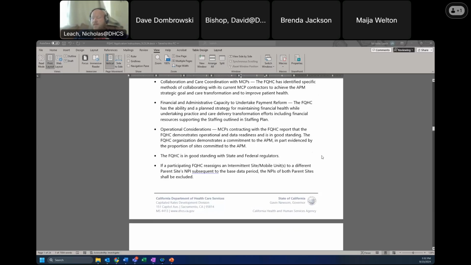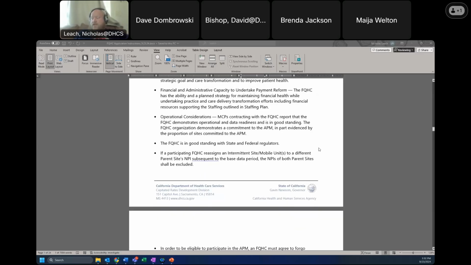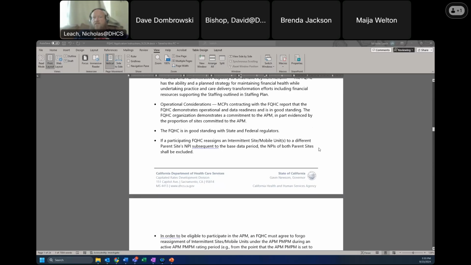and commitment to the APM, that you're in good standing with state and federal regulators. And if the FQHC reassigns an intermittent site to a different parent site, MPI subsequent to the base period, the MPI of both parents shall be excluded. So that's talking about if you're moving your sites around and we don't know or can't identify, then we cannot have a solid base for which to set your rates.